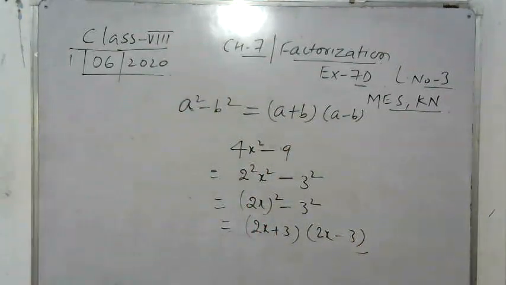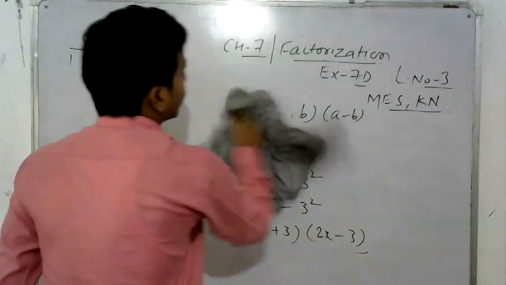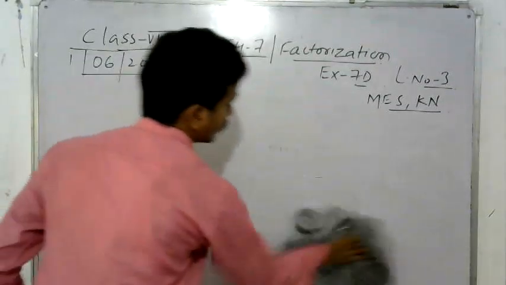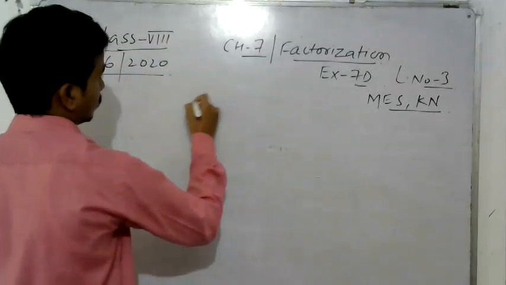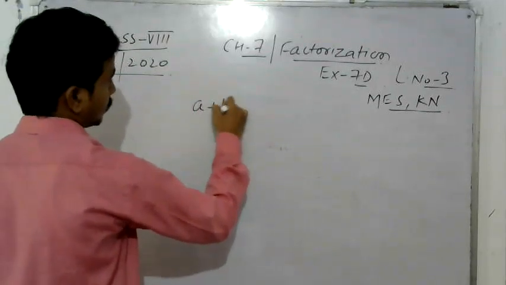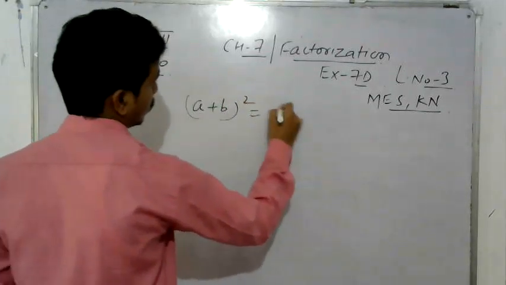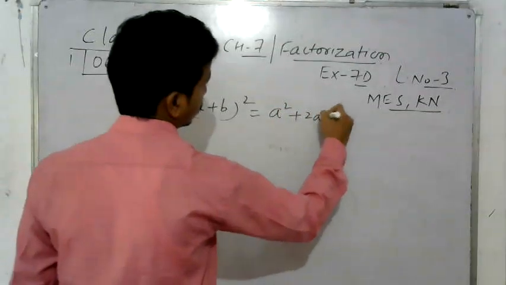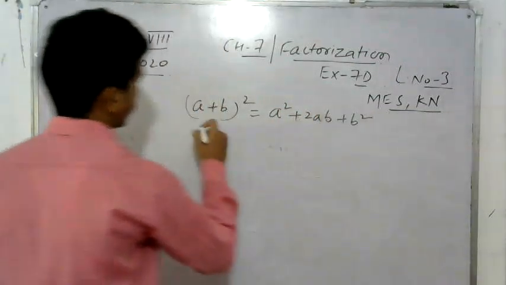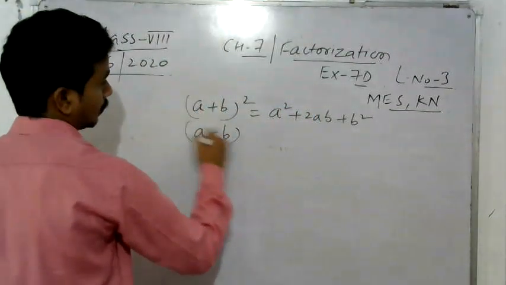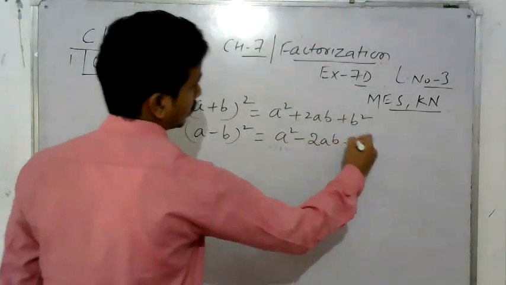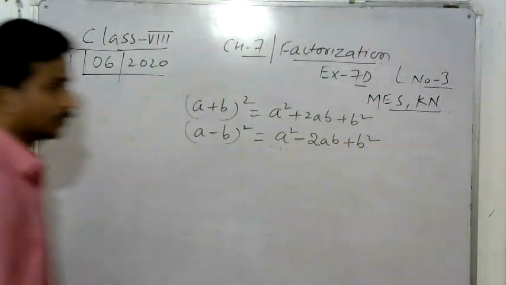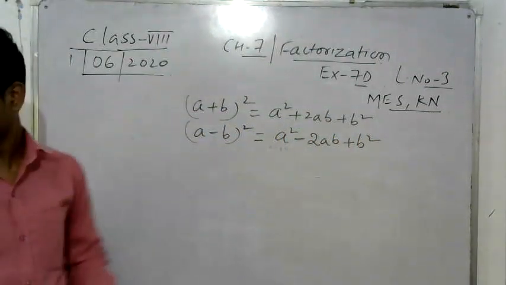Now we will see how to factorize using formula. We have another formula: a plus b whole square is equal to a square plus 2ab plus b square, and whole square of a minus b is a square minus 2ab plus b square. So using these two formulas we will now factorize.